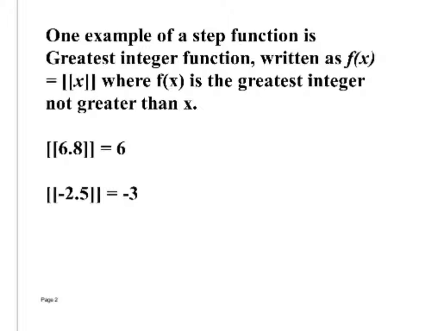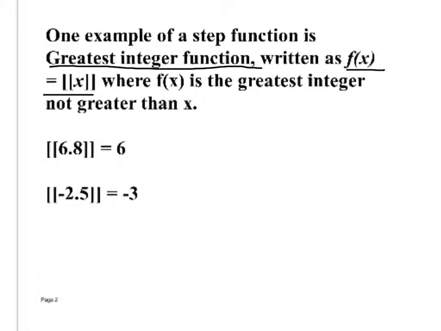One example of a step function is the greatest integer function. You should be writing this. Written as f of x equals, and we call it the double bracket sign. That just means greatest integer function. That's where f of x is the greatest integer not greater than x. So inside the double brackets, you look at what x is. What we want is the greatest integer not greater than x.